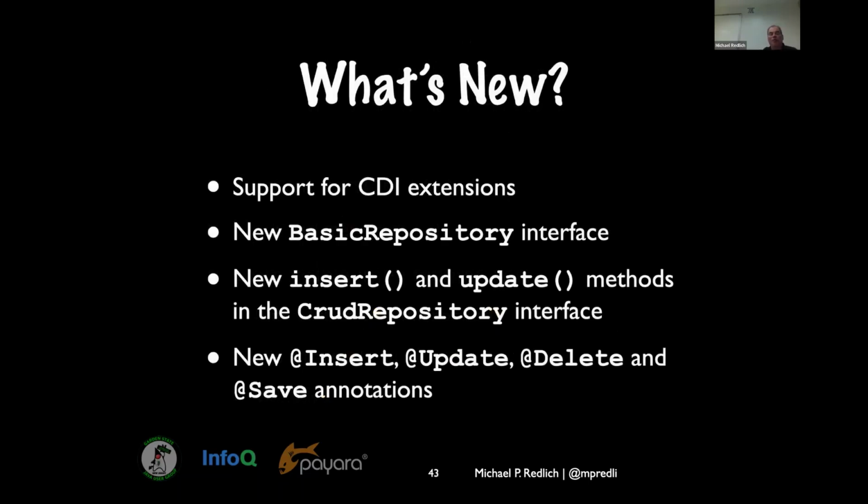All right, so what's new? Support for CDI extensions. There's the new basic repository interface I mentioned. It got new methods, insert and update. And there's also a CRUD repository interface, so that's at the same level. But I think it extends off of basic and the basic repository. There was a pageable repository, but that's now gone. That's what I mean about things changing in a hurry. And then new annotations to insert, update, delete, and save.